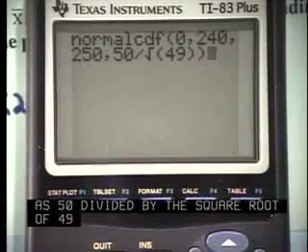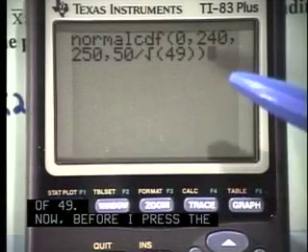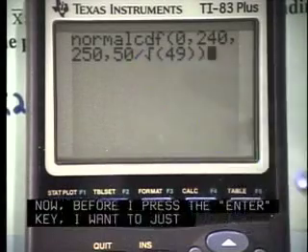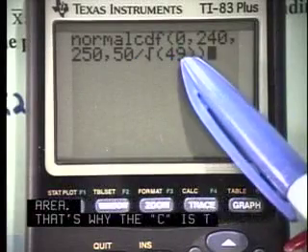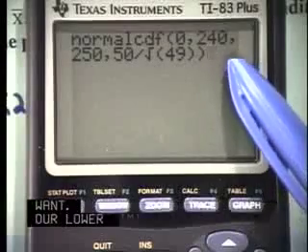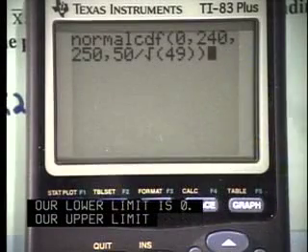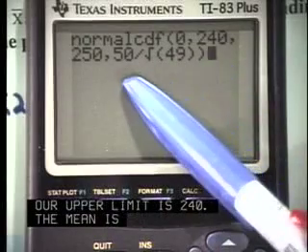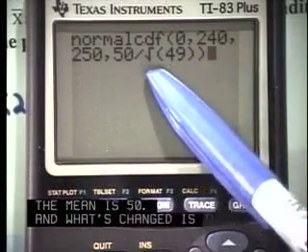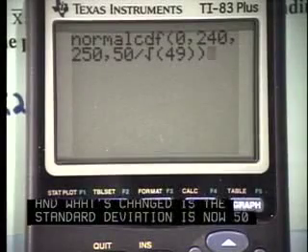Now, before I press the Enter key, I want to go over this again. We're looking for cumulative area. That's why the C is the one that we want. Our lower limit is 0, our upper limit is 240, the mean is 250, and what's changed is the standard deviation is now 50 divided by the square root of 49.